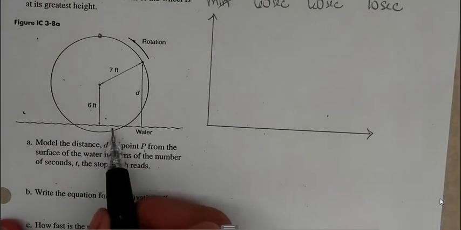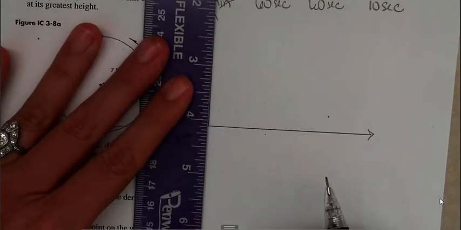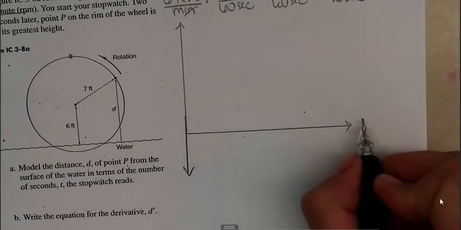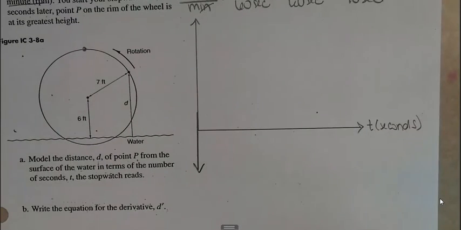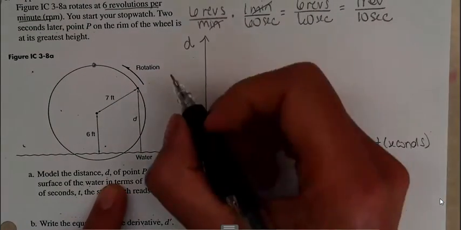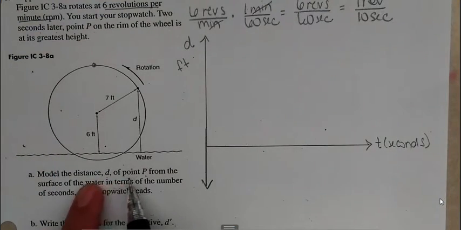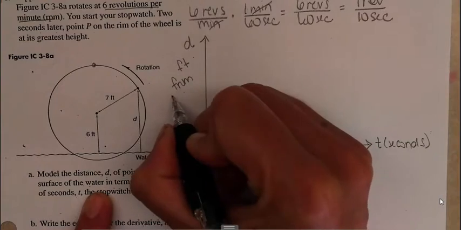And this thing actually goes underwater, right? So my distance might actually go below water a little, so I'm going to go a little bit negative. That's a little bit better. Where this is going to be time in seconds, and my d is going to be in feet. Let's see, where did I see that? Model the distance from the surface of the water in terms, okay, so feet from surface.